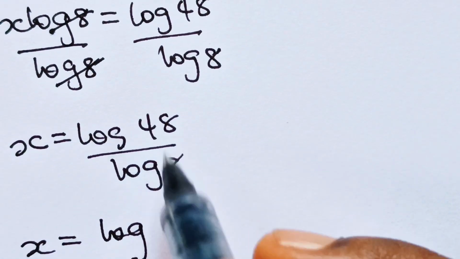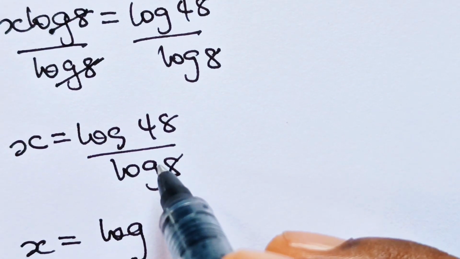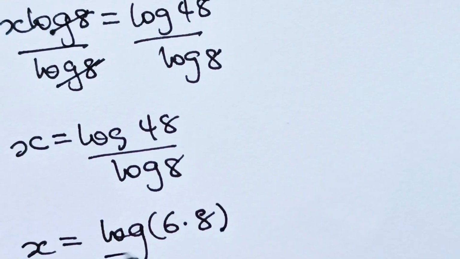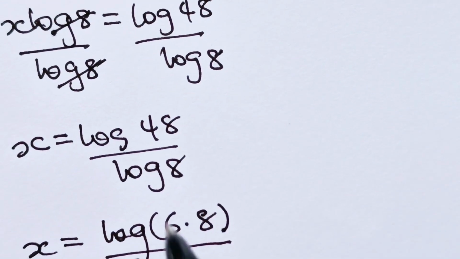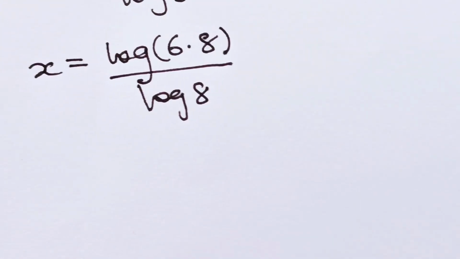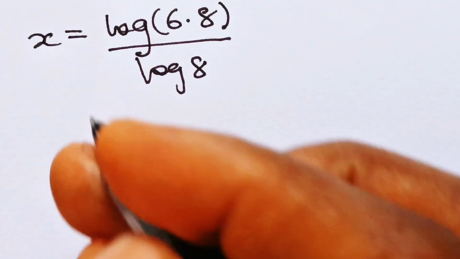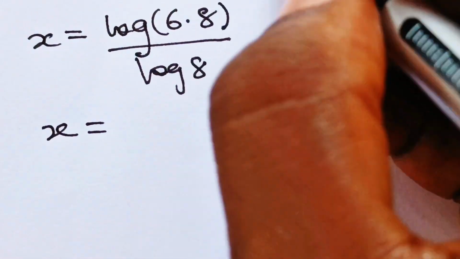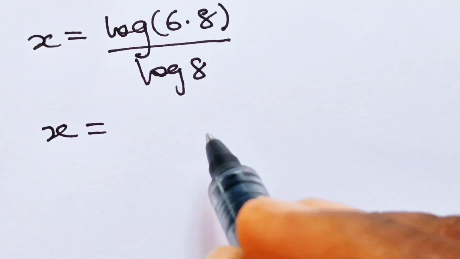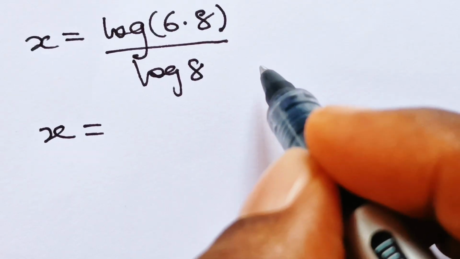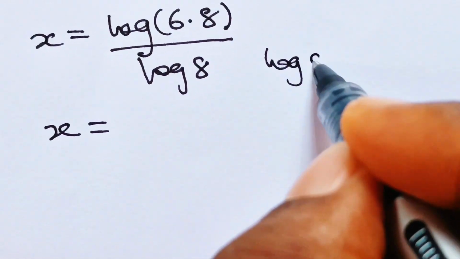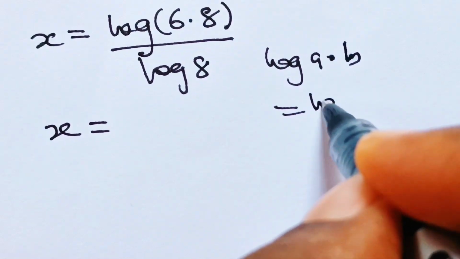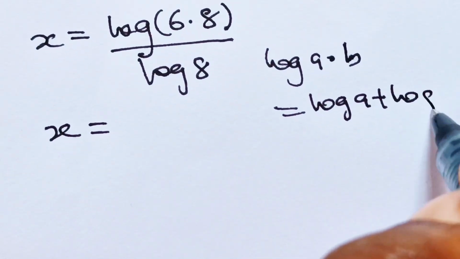Now x is equal to log 48. 48 in terms of 8 is what? 6 times 8 is 48, right? So we can write log of 6 multiplied by 8, divided by log 8. Then we continue. When you have log of a multiplied by b, this is equal to log a plus log b.